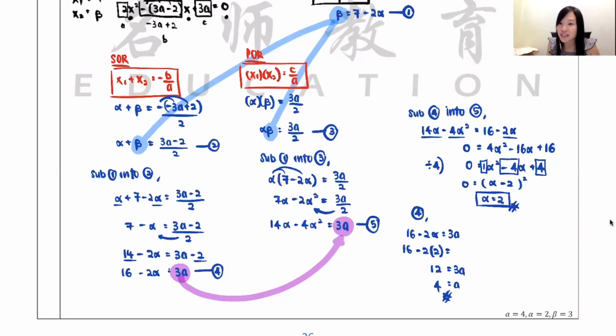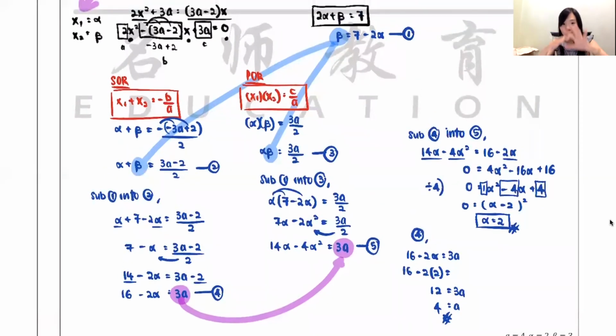Guys, this question, other than finding alpha and finding A, also wants to find beta. How do we find beta? In the whole question, which one has beta? I think equation 1 has. So equation 1, isn't it beta equals 7 minus 2 alpha? Alpha, we already got 2. We sub inside. Press calculator. Do you guys get 3?